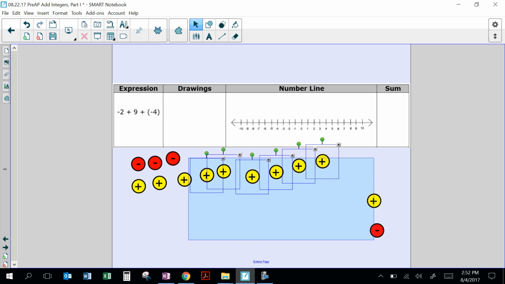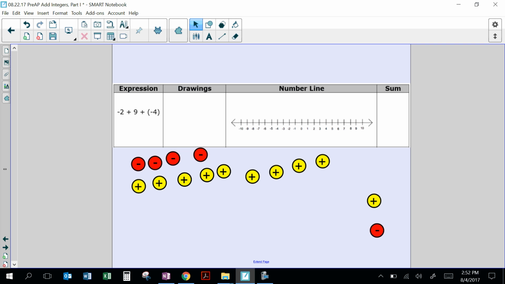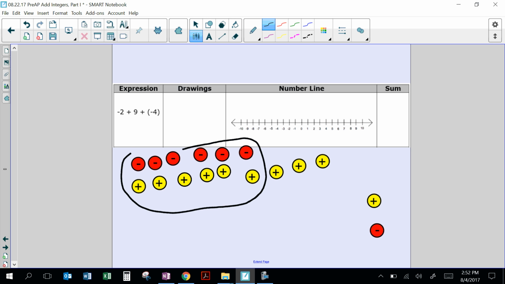1, 2, 3, and 4. What happens when you put a positive and negative together? They all cancel out. So all of these are removed, and we are left with positive 3, or 3.